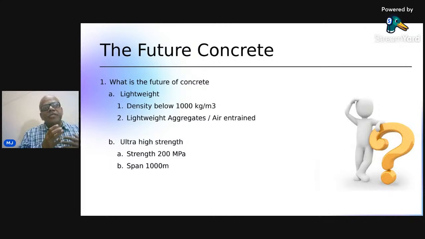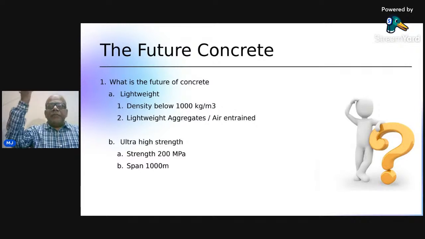And if we can reduce that self weight, the live load is much less compared to the dead load. And today the density of concrete is 2500. If you can bring it to 1000 without sacrificing the strength too much, that is a real challenge for the technologies today. How we can achieve it? We'll go ahead and see what we are doing. And then there is lightweight aggregates and air entraining.